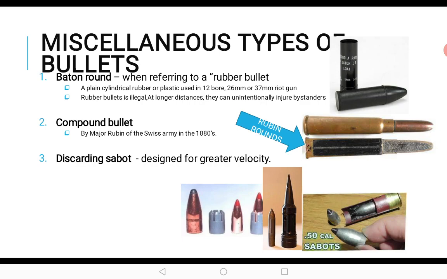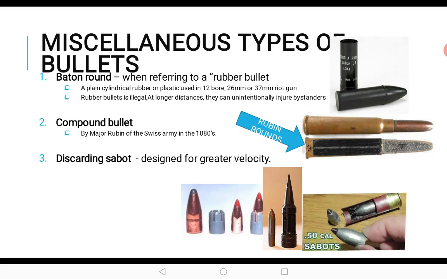Okay, so baton round, this is generally a plain cylindrical rubber or plastic that is used in a 12-bore. Okay, meron din sa 37mm or mga riot gun, no? And fired by a low power charge.